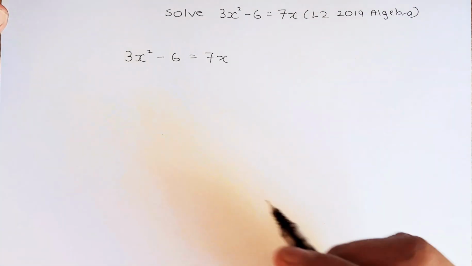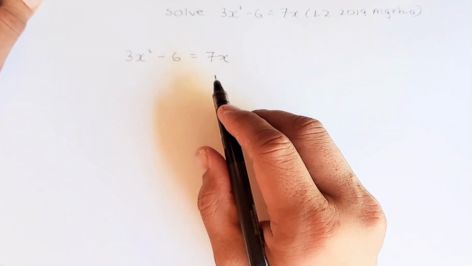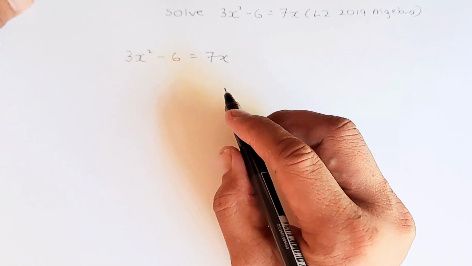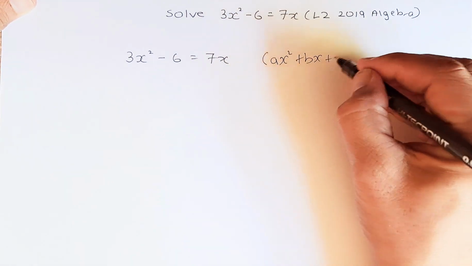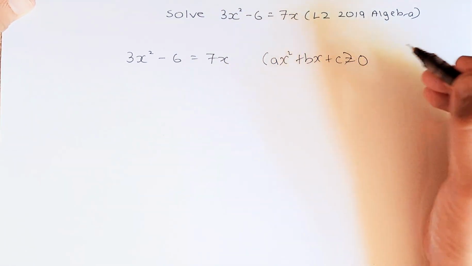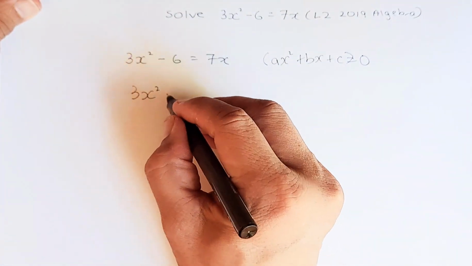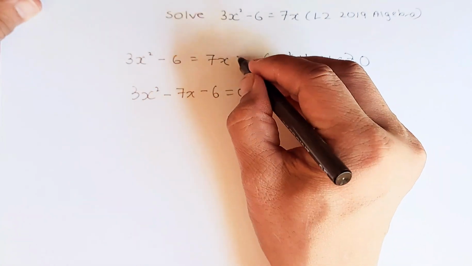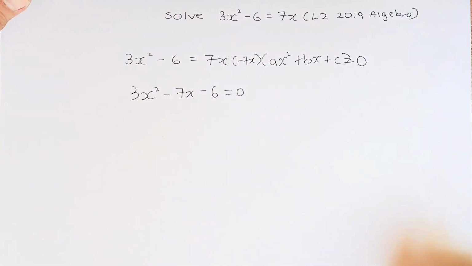Most people do not know what to do when they have 3x squared minus 6 equals 7x, because they have never seen this type of question before. The idea is to rearrange this formula to make a quadratic equation. A quadratic has this form: ax squared plus bx plus c equals 0. So now we're going to change it. It becomes 3x squared minus 7x minus 6 equals 0, because you subtract 7x from both sides. Now it looks more familiar, doesn't it?